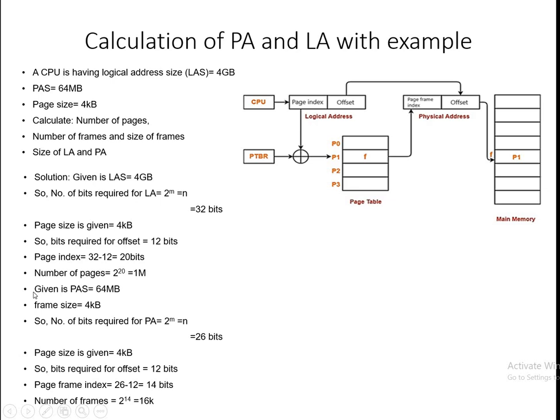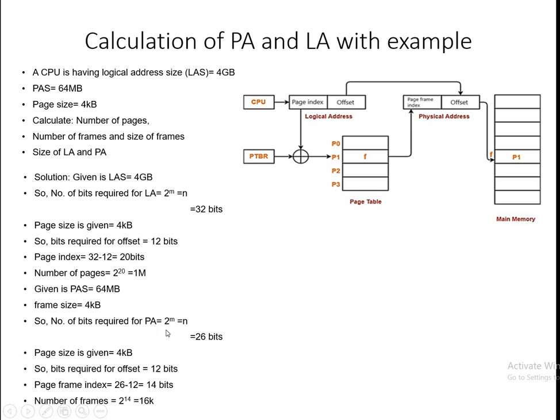Now the second thing given was the PAS, that is the physical address size, and it was given as 64 MB, meaning we have a memory whose size is 64 MB. As we know, out of the 64 MB, 4 KB is reserved for the frame size. So first of all, we will calculate how many bits are required for the physical address of 64 MB.